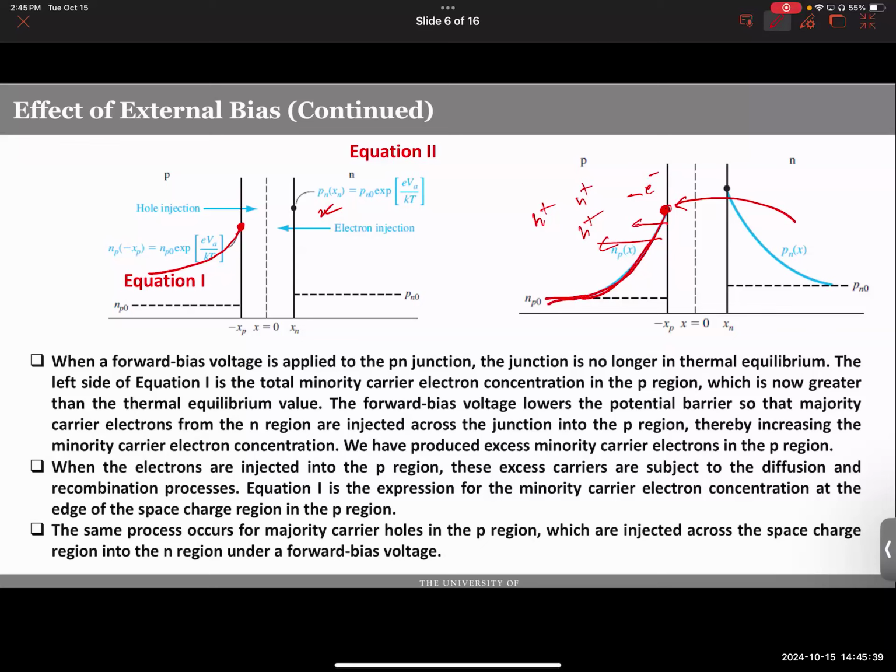The same argument could apply to the holes that are coming from the P region to the N region. So they will be maximum at the edge, and then they will gradually go down as you go deeper into the material, right? Any problems so far?